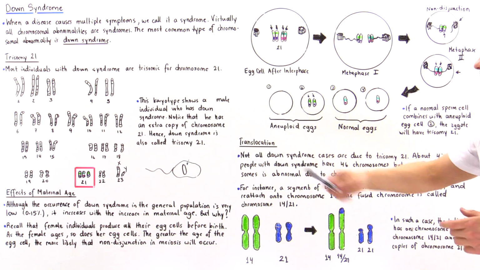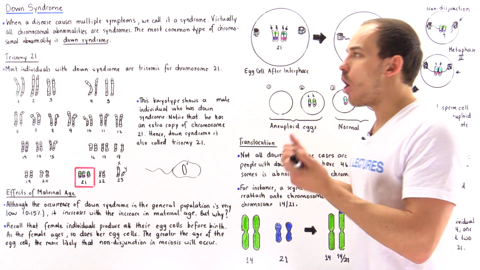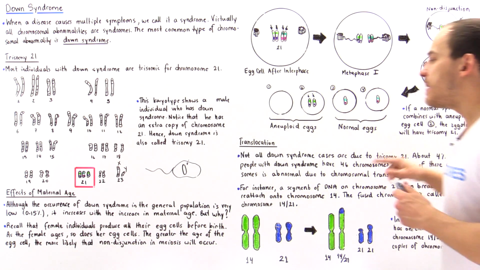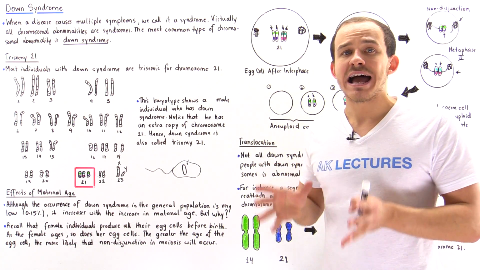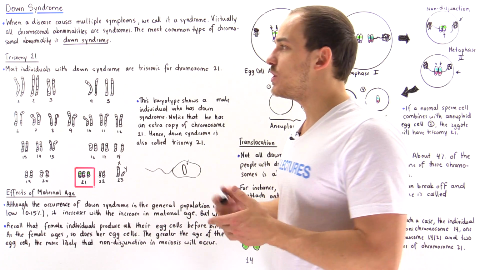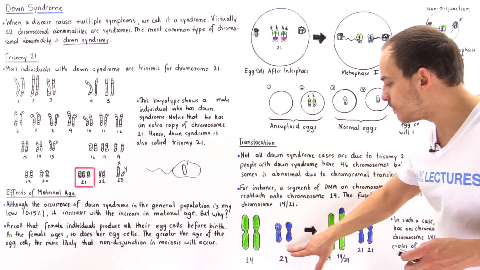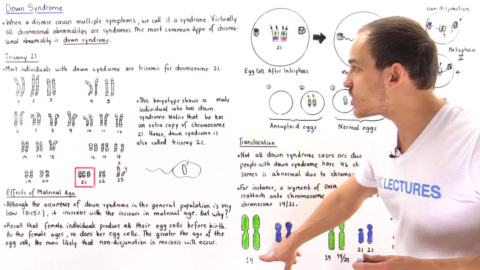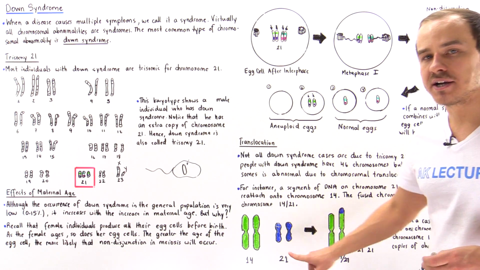So not all Down syndrome cases are due to trisomy 21. Although the majority are due to trisomy 21, about 4% of the individuals with Down syndrome actually still have the normal number of chromosomes, 46, but one of them is abnormal as a result of the process we call chromosomal translocation. So, for example, let's suppose we have the following two normal pairs of chromosomes. We have chromosome 14, this chromosome pair right here, and chromosome pair 21.